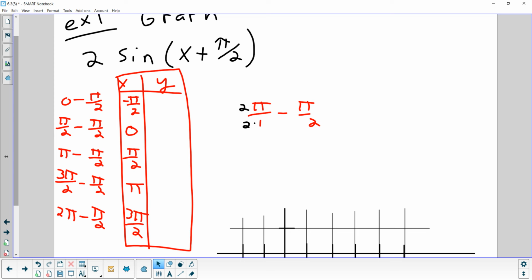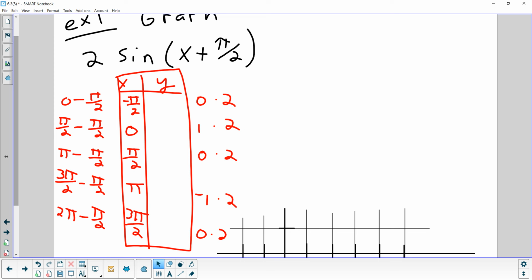Okay, so we got our x's. Let's put down the y's on the outside. Zach, what are my y values for sine? 0, 1, 0, -1. Good. Got my y values. And Ashley, what am I going to do to all those y values? Multiply it by 2. All going to get multiplied by 2.